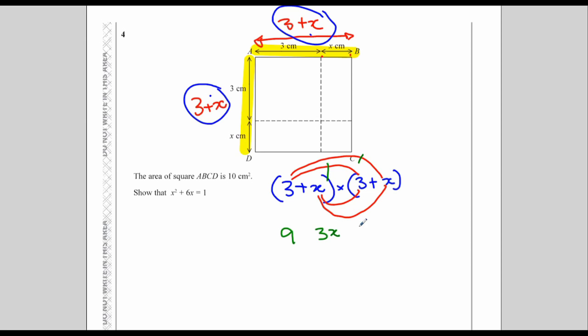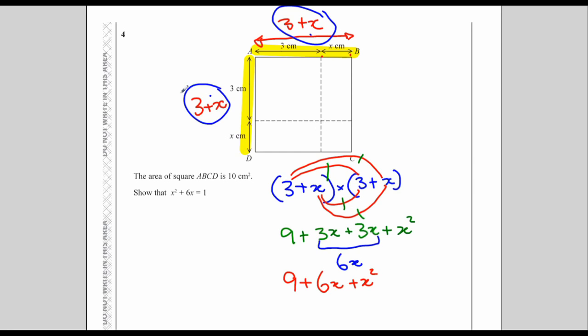X times 3 is 3x. X times x is x squared. And they're all pluses. 3x add 3x gives you 6x. So actually the area of that rectangle in algebra is 9 plus 6x plus x squared.